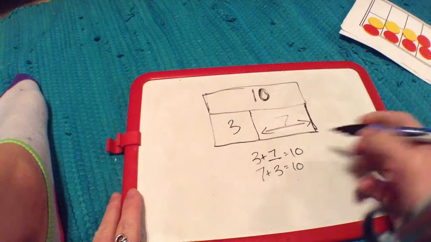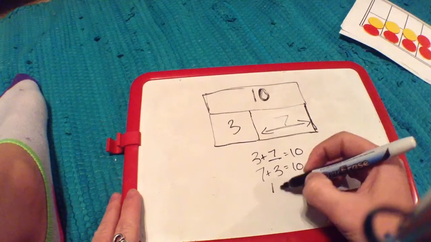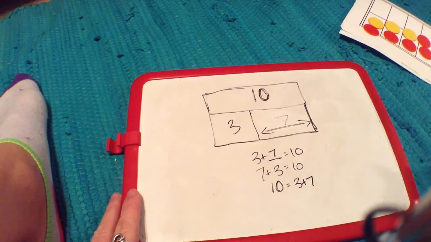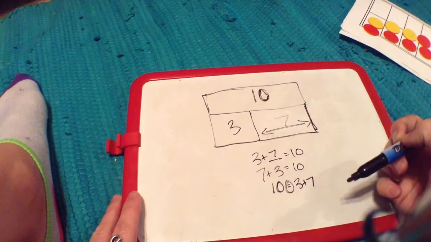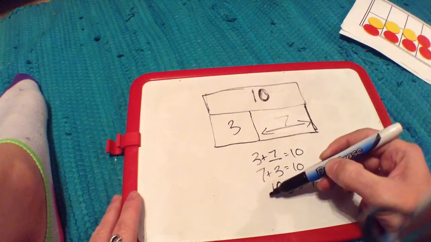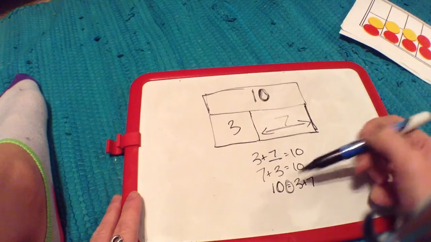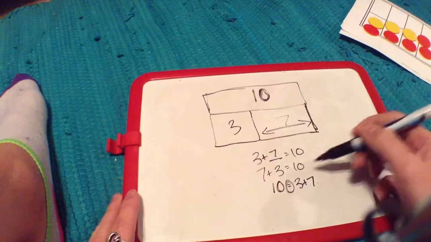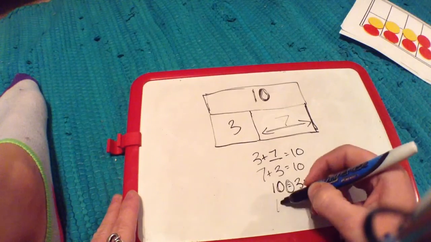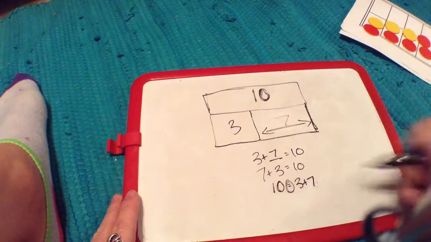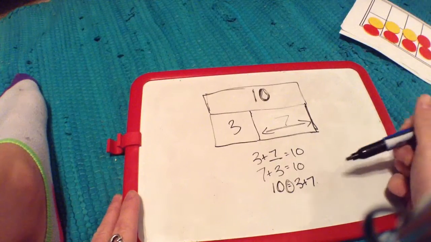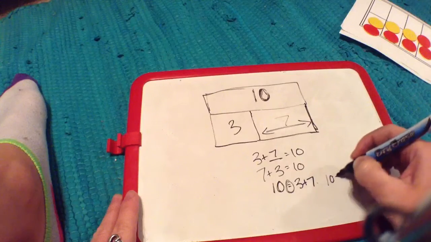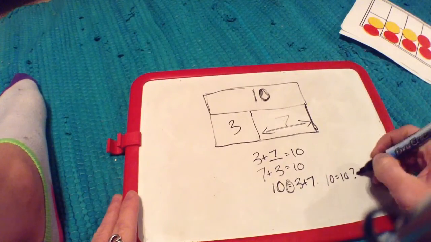Now, we could also say that 10 equals 3 plus 7, because the equal sign means that the amount on this side of the equal sign is going to be exactly the same as the amount on this side of the equal sign. So let's try. 10, we have 10 here, is equal to, what is 7 plus 3? 7, 8, 9, and 10. So is 10 equal to 10? Yes, it is.